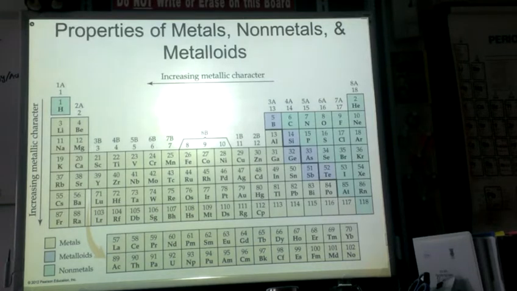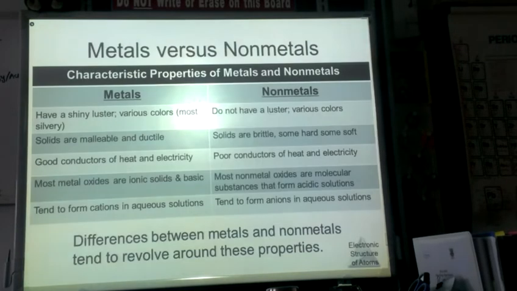So metallic character is going to increase as we move from right to left along the periodic table, and it's also going to increase as we move down the periodic table, down a group or down a family. Again, we'll see that a majority of our periodic table is metals. We have our small portion here of nonmetals, plus hydrogen over here, and then our little metalloid family there.